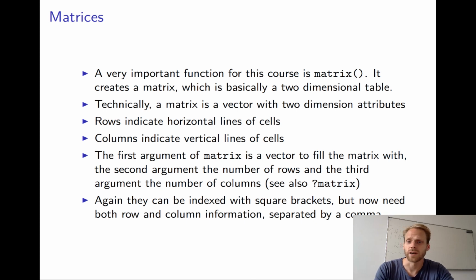Technically, a matrix is a vector with simply a dimension attribute. The rows indicate horizontal lines and the columns indicate vertical lines of the cell. So if you have a matrix, rows are always horizontal, columns are always vertical. If you use the matrix function, the first argument is to fill the matrix with the vector, and then we can use the nRow and nCol argument to set the number of rows and number of columns.